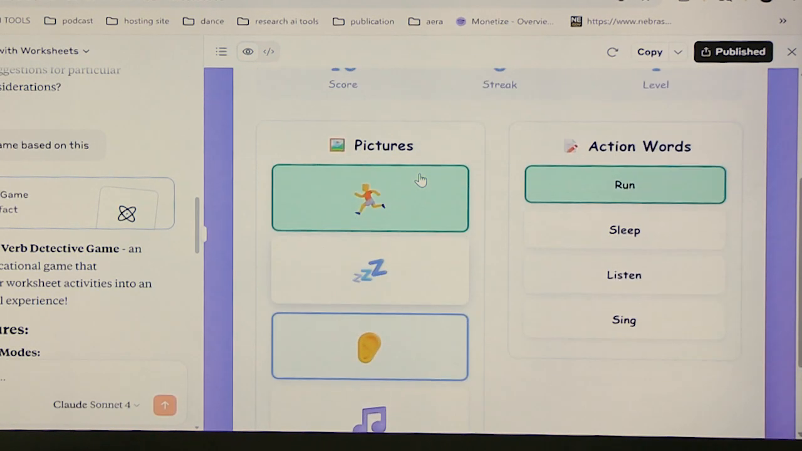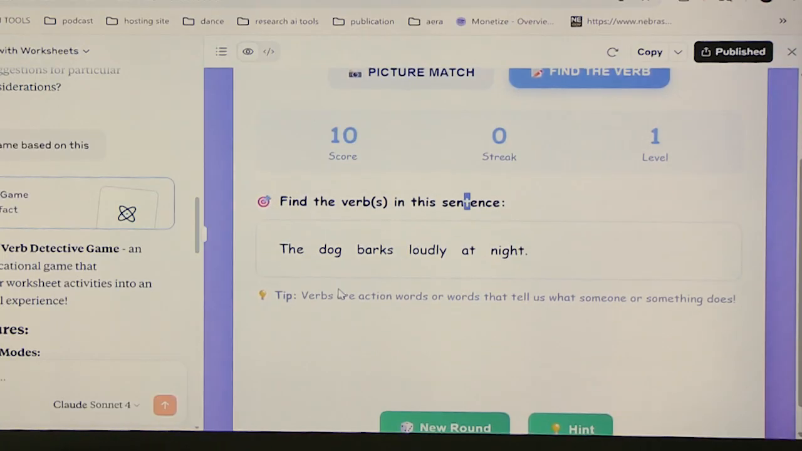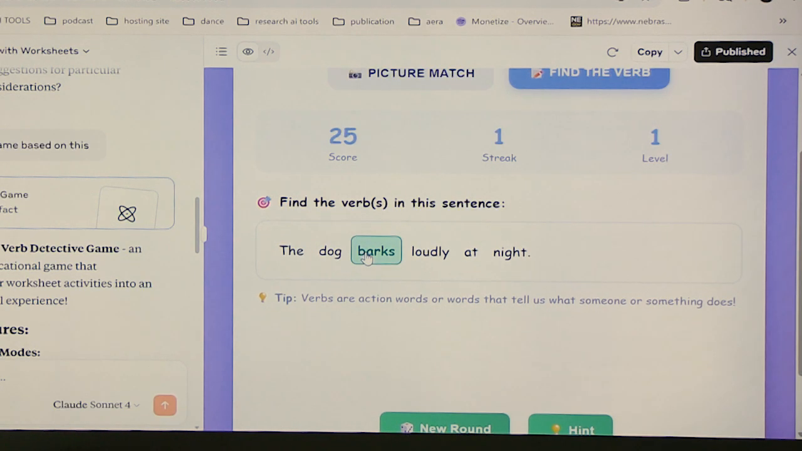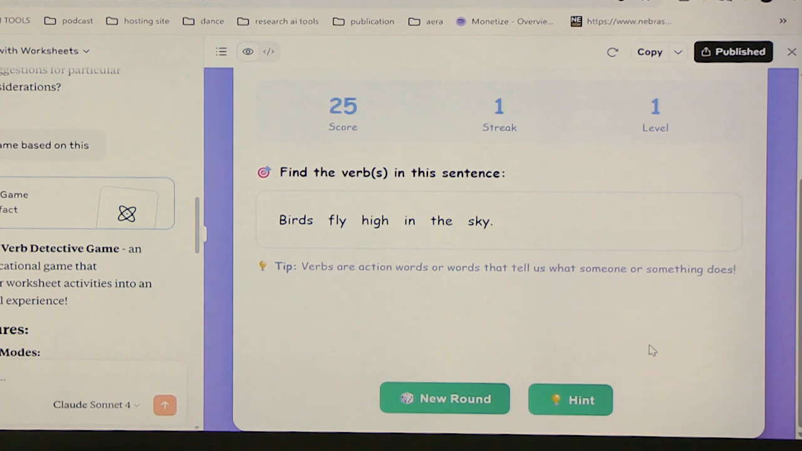This is Verb Detector. You can do what we call picture match, or you can also find the verbs. Okay, so let's do find the verbs. Yeah, let's try that one. Okay, so let's put barks. Okay, barks. Is that correct? Yes. All right. And you immediately get a new one.